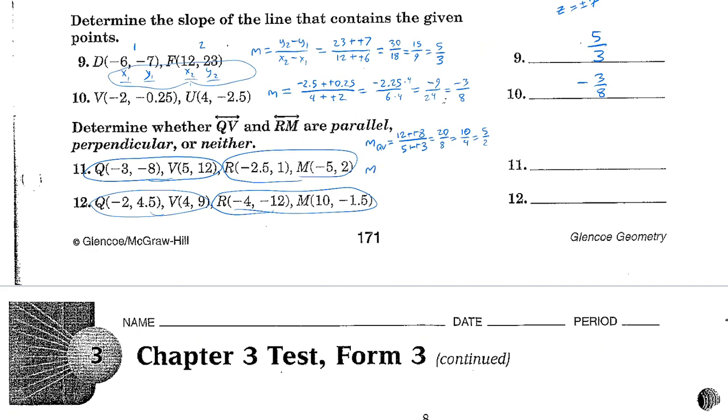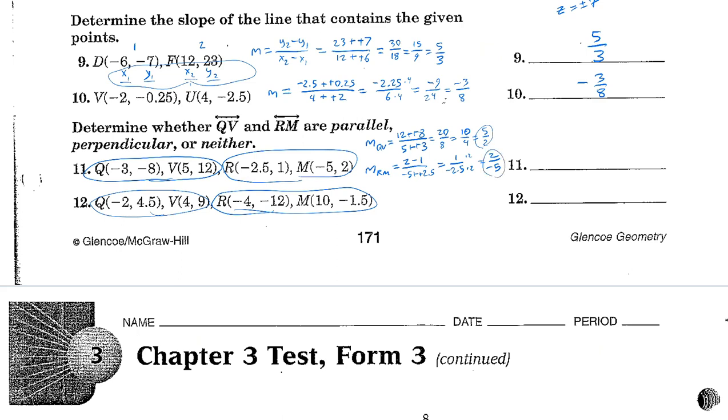Then we're also going to do the slope of RM, which is, I'm going to do same order. So 2 minus 1 over negative 5 minus negative 2.5. That becomes a plus. So on top we get a 1, and on bottom we get a negative 2.5. So I don't want a decimal. I want a simplified fraction. So I'm going to multiply by 2 on top and bottom, and we get 2 over negative 5. And look at that. We had a 5 over 2 and a negative 2/5.